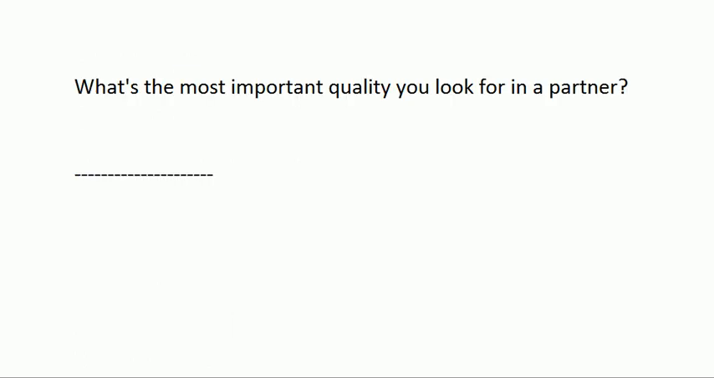Let's look at an example. So suppose we've got this question: what's the most important quality you look for in a partner? And I've left a blank, so this is where the respondent can just write anything down. Well, why would I want to have an open response question?